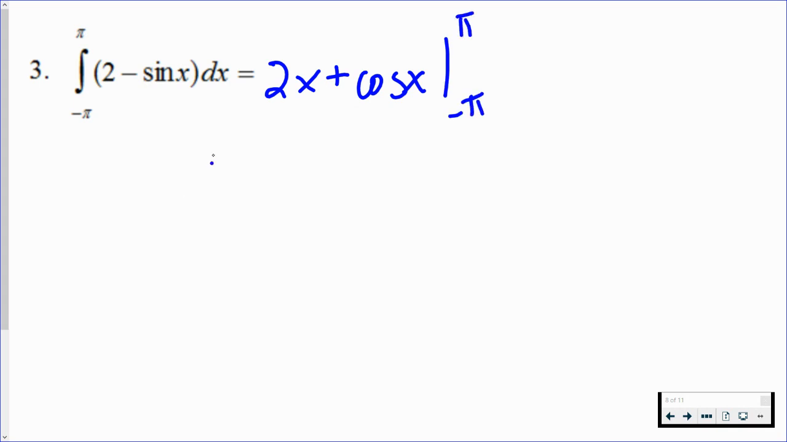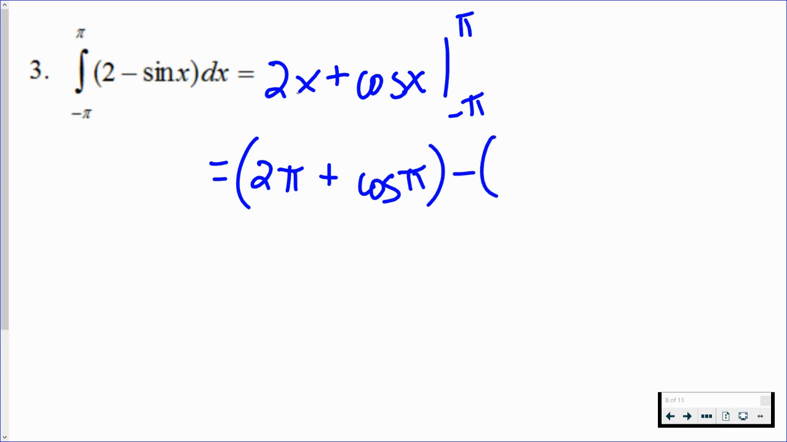We put in our limits, so let's plug in. First, we want to plug in pi. So we have 2 pi plus cosine of pi minus, plug in negative pi. We have negative 2 pi plus cosine of negative pi.